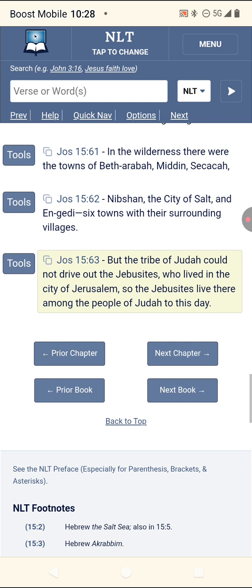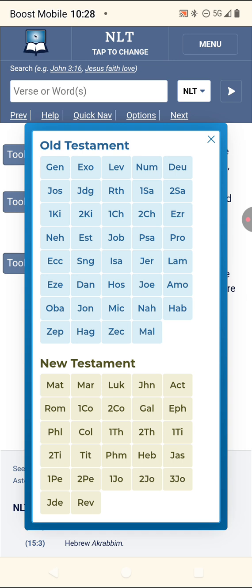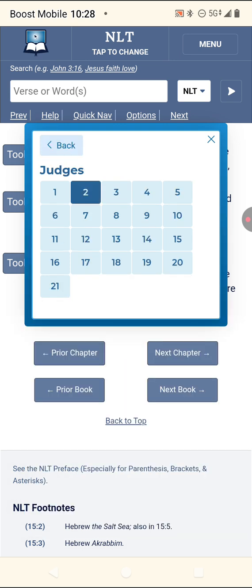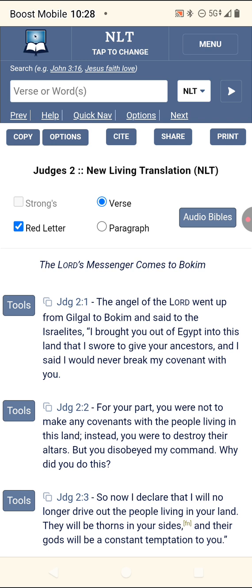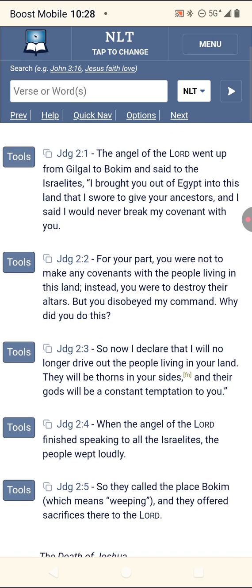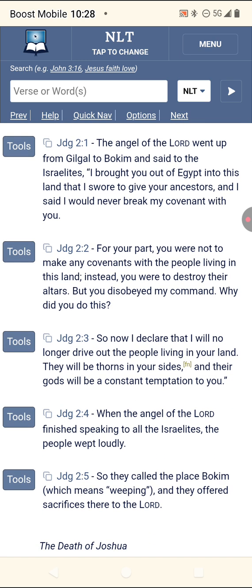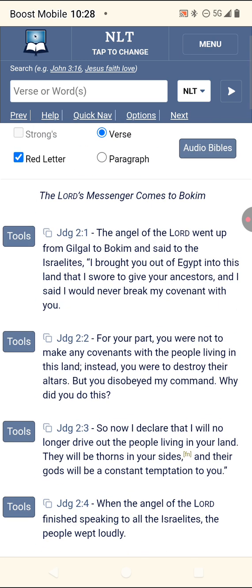It says, but the tribe of Judah could not drive out the Jebusites who lived in the city of Jerusalem. So the Jebusites live there among the people of Judah to this day. Now, before we close off, I want to get one more thing here, to put this all in perspective, because this comes later, down the line. So we'll go to the book of Judges. I'm not sure if it's in chapter 1, but I know it's in chapter 2 and chapter 3, what it tells you about this. Matter of fact, let's start from the top.